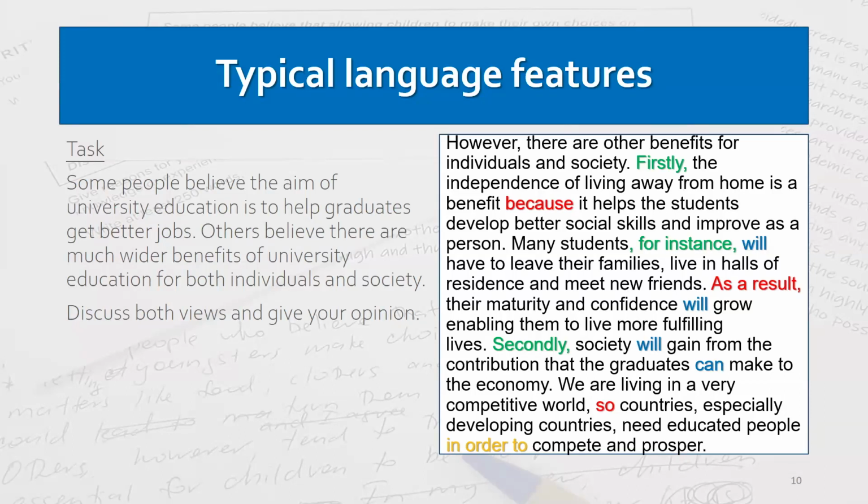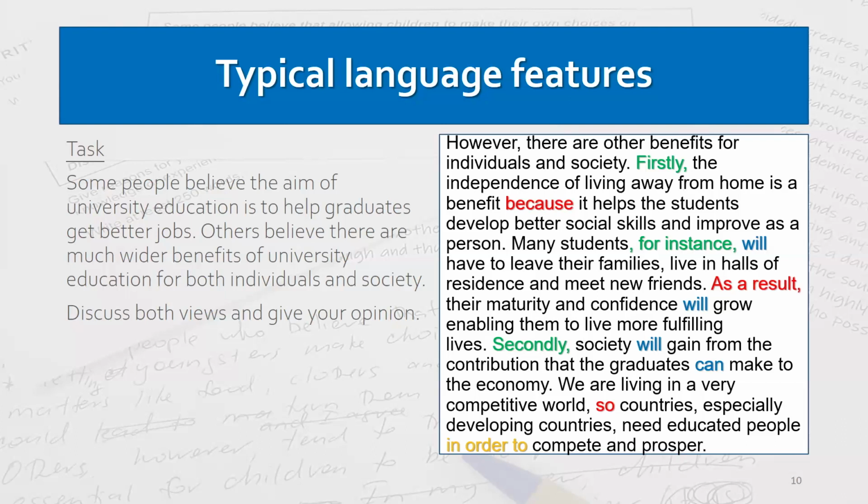So if you take a look at the clause before "in order to," countries, especially developing countries, need educated people. Okay, this is a suggestion given by the author or by the writer. But why is the writer using the words "in order to" before "compete and prosper"? The reason is to introduce the reason or the purpose of doing something, right?